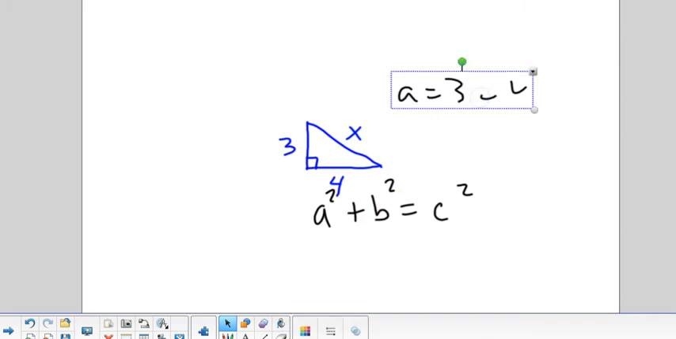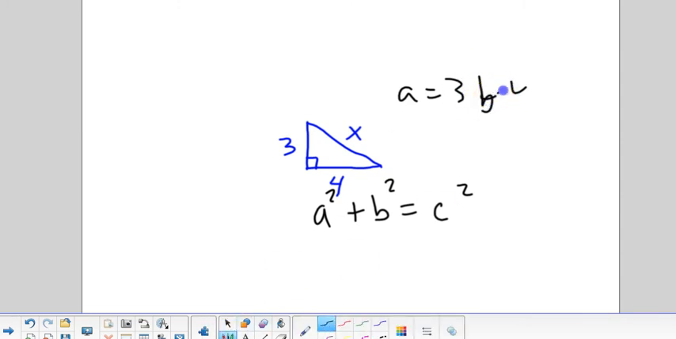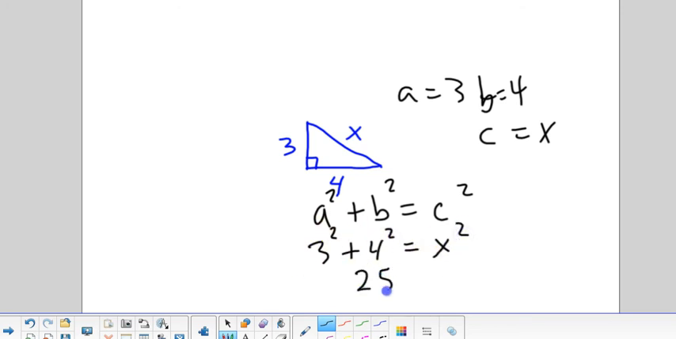C would be X, right? And so 3 squared plus 4 squared equals X squared. And so 9 plus 16, 25, equals X squared. Now I solve this equation. I'm going to square root both sides here.